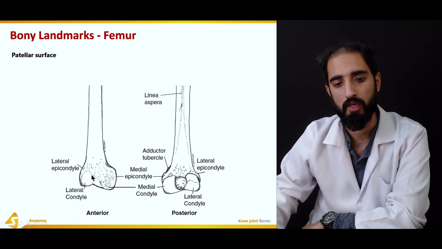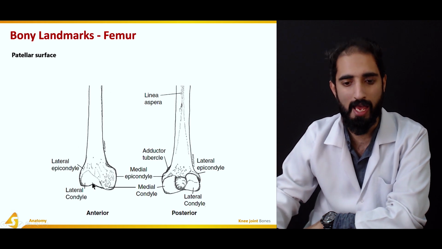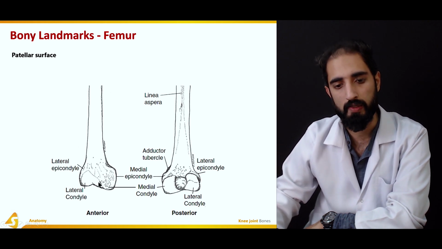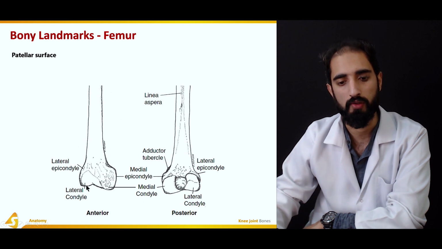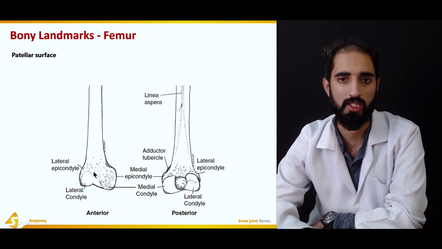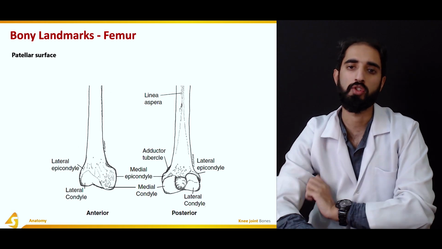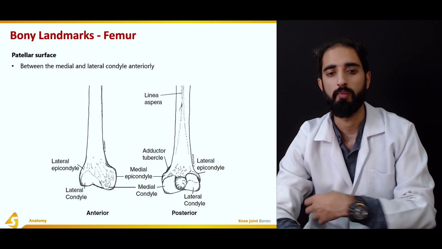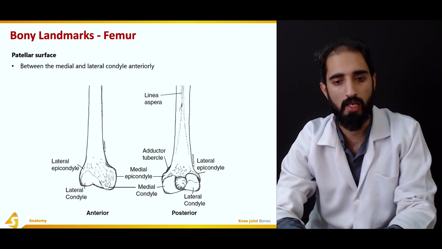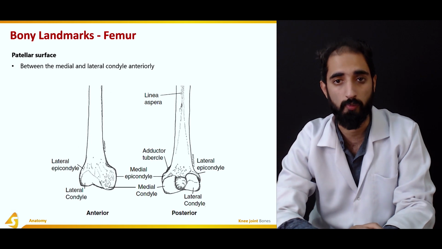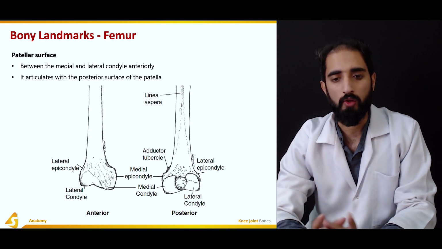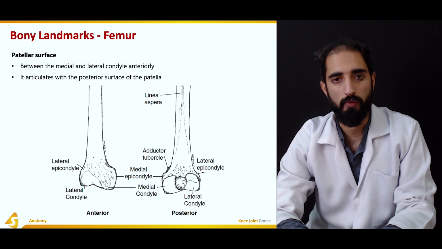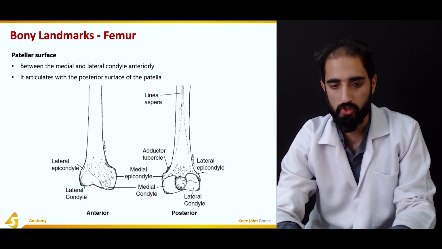This is where the posterior aspect of the patella articulates with the distal aspect of the femur, or the patellar surface of the femur, and makes a patellofemoral joint. The patella moves up and down on the femur with the movement of the knee joint. Especially when we do flexion, it moves downward, and when we do extension, it moves upward. So the patellar surface is located between the medial and lateral condyles, but it is only present anteriorly. It articulates with the posterior surface of the patella to make the patellofemoral joint, as I already mentioned.